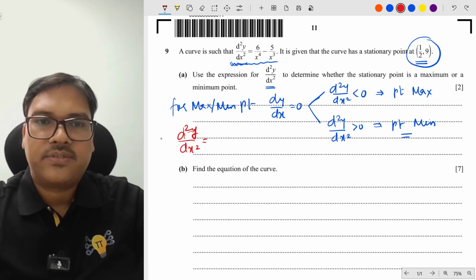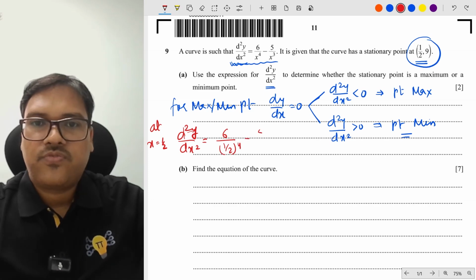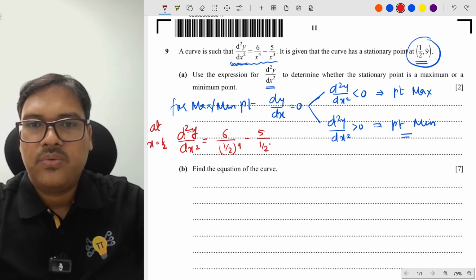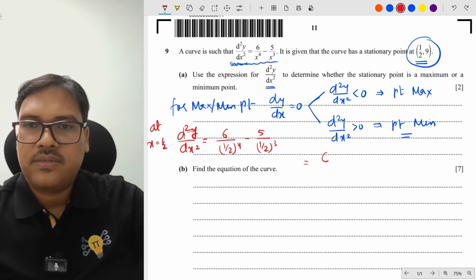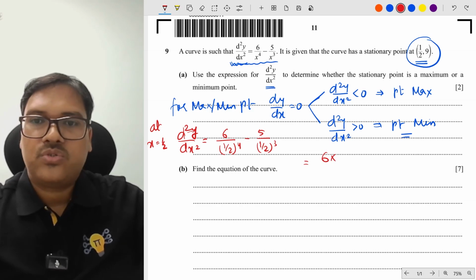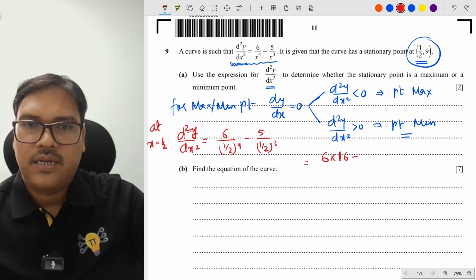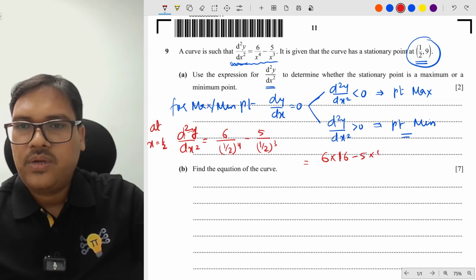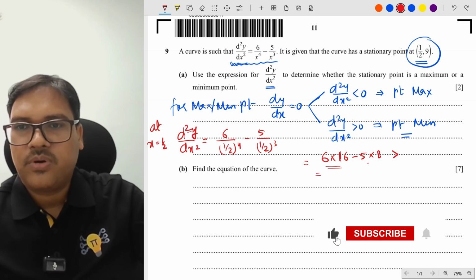This is equal to, at x equal to 1 by 2, 6 upon (1/2) raised to 4, minus 5 upon (1/2) cube. Now you can check this value. This is 6 into 1 by 2 raised to 4. You can just take 2 raised to 4 above, which is 16, and this is 5 into 8. So this will be 96, and this is 40. So basically this is a positive value.